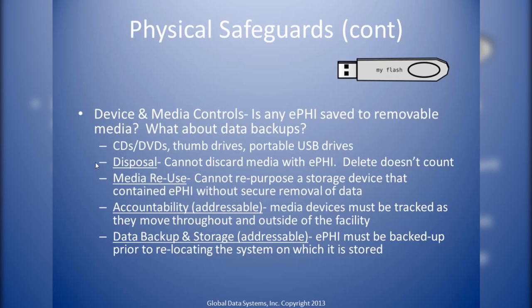Mainly, the main portion of this that we're going to talk about are the reuse of these media devices and the disposal of these media devices. And we've got 4 implementation specifications to go over for this standard. So some examples of devices that these apply to: CDs and DVDs, like we said, thumb drives, portable USB drives, anything that can store electronic files and be portable.